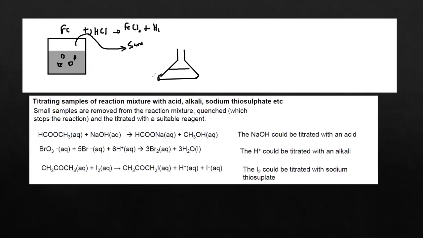So what happens when you take out the sample? In this sample, there is iron also and hydrochloric acid, and still the reaction is going on. So the first thing you have to do is quench, or stop, the reaction. So how can you stop the reaction? Quenching can be done in different ways.